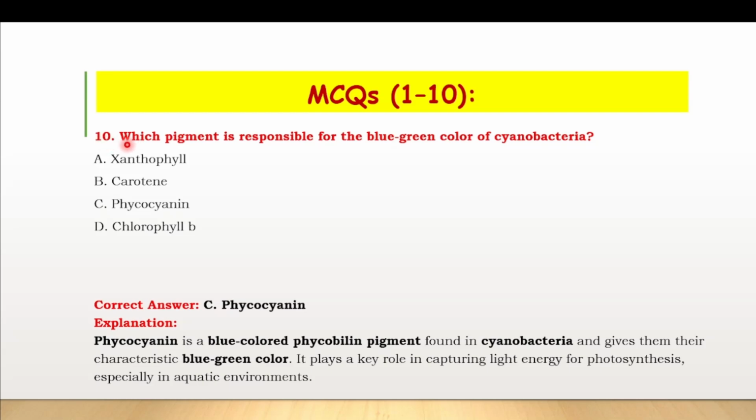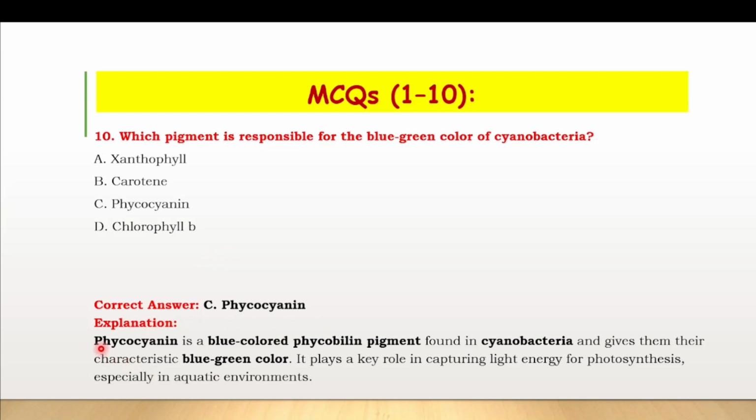Question 10. Which pigment is responsible for the blue-green color of cyanobacteria? A. Xanthophyll. B. Carotene. C. Phycocyanin. D. Chlorophyll B. Correct answer is C.